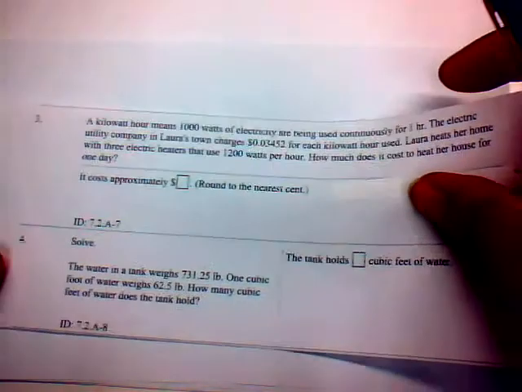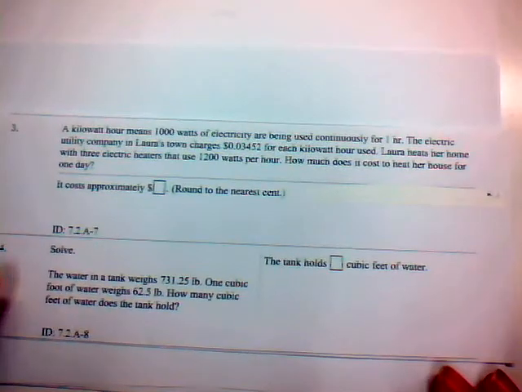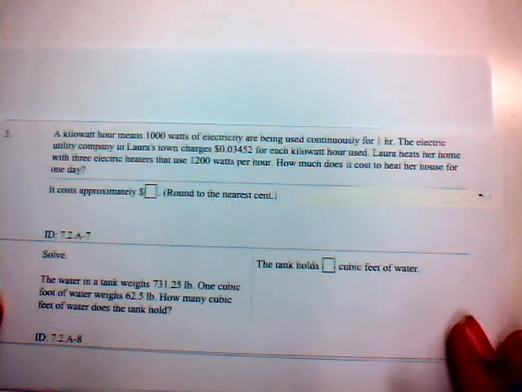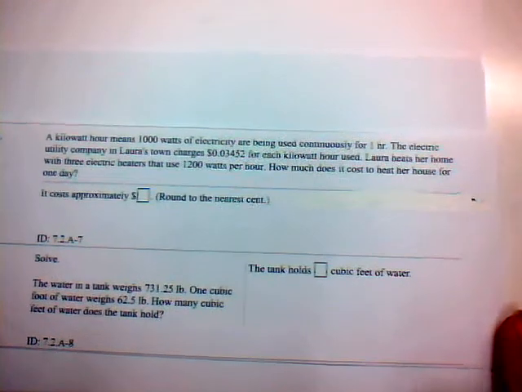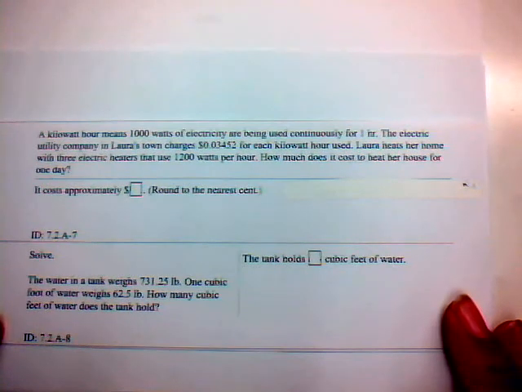Okay. Problem number 3. A kilowatt hour means 1,000 watts of electricity are being used continuously for 1 hour. The electric utility company in Laura's town charges $0.03452 for each kilowatt hour used. Laura heats her home with 3 electric heaters that use 1,200 watts per hour. How much does it cost to heat her house in 1 day?